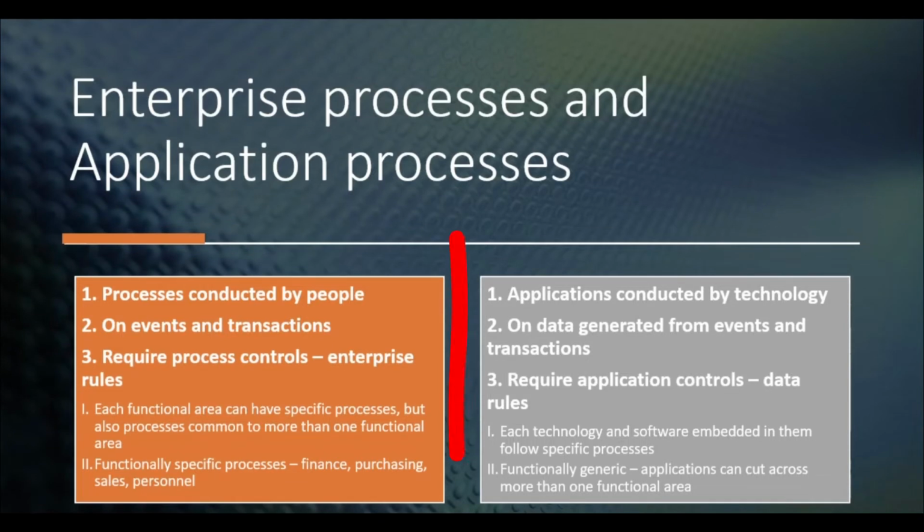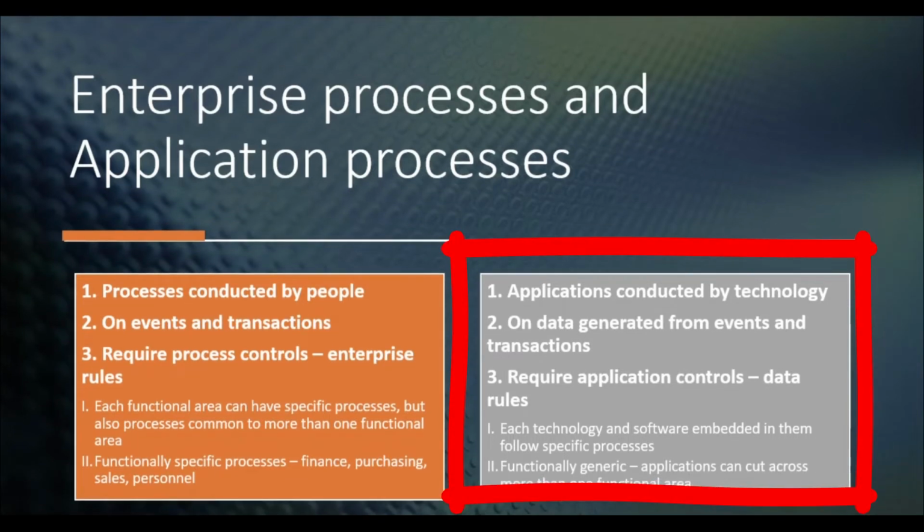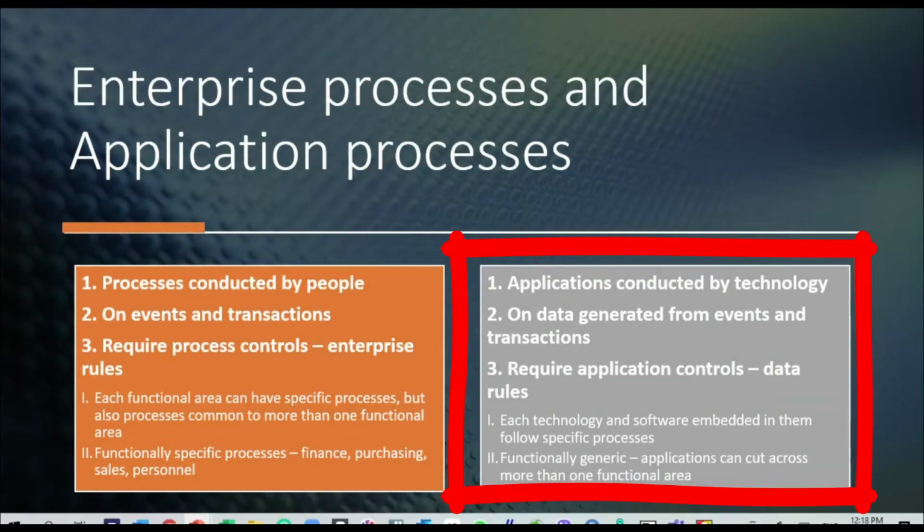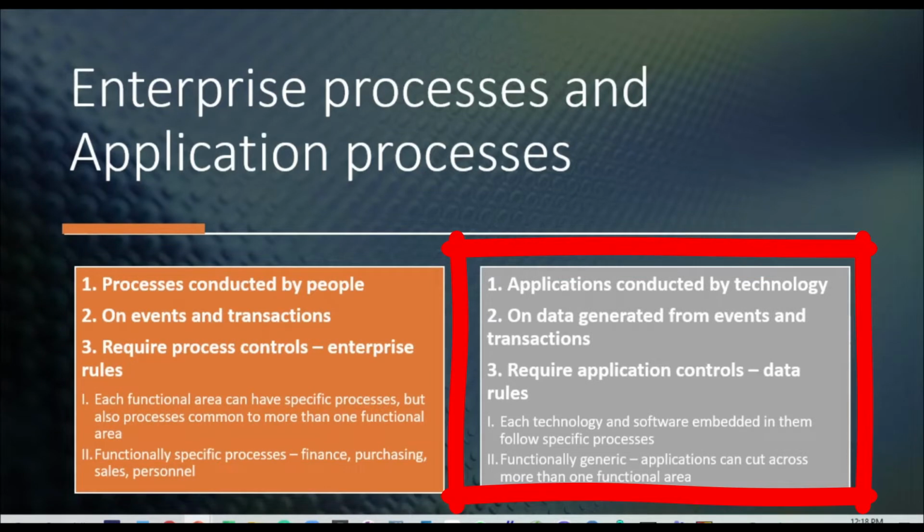areas. Application processes are conducted by technology. They generate data from events and transactions. They require application controls and follow data rules. Each technology and software is embedded in them with specific processes. They're functionally generic. This application can cut across more than one functional area.